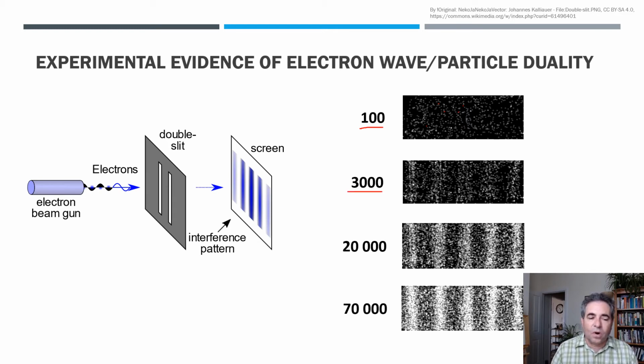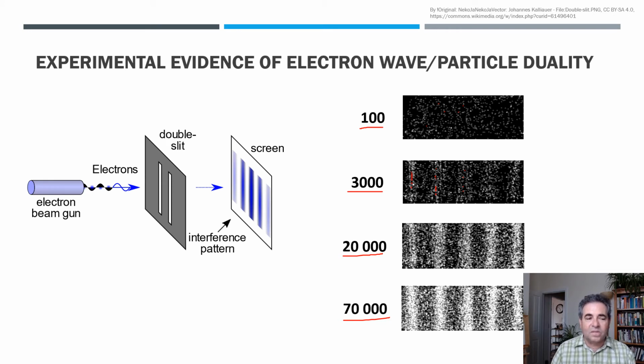But when you fire more electrons, you start to see that they're not hitting the screen in random positions. They tend to be hitting along these lines a little bit more than they are hitting here. And when you fire more and more electrons, the pattern becomes clearer. It is clear that this is an interference pattern. So the electron is acting like a wave in the sense that it produces an interference pattern, and it's acting like a particle because we can see the impact of the particle on the screen.